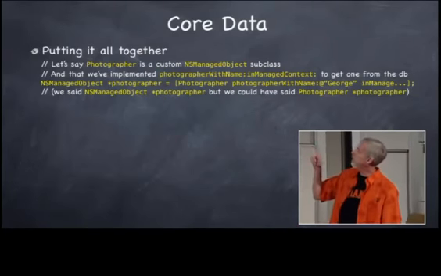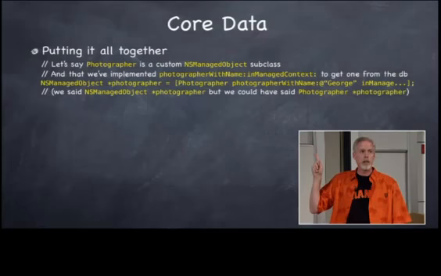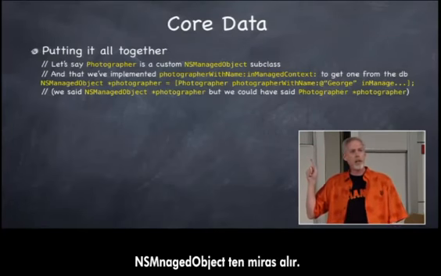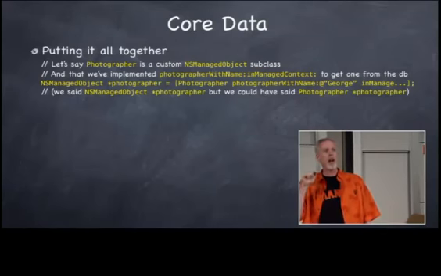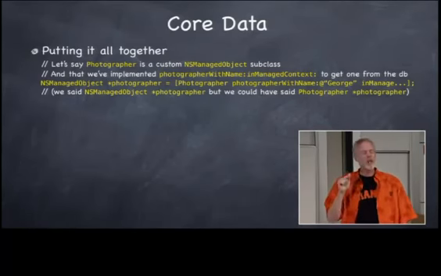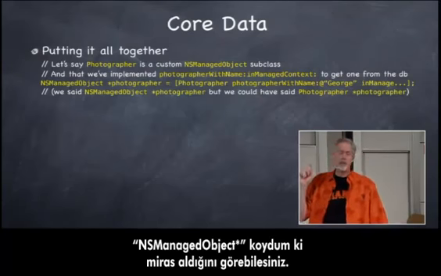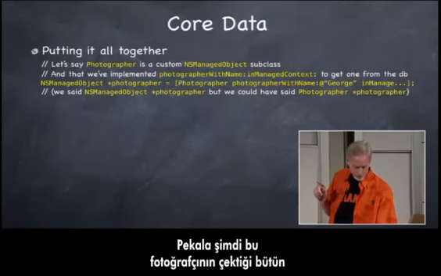Now notice I didn't say Photographer *photographer, right? I said NSManagedObject, and that's okay because Photographer is an NSManagedObject, it inherits from NSManagedObject. I could have also said Photographer *. That would have been fine too. In fact, I probably would have, but I intentionally put this NSManagedObject * because I wanted you to realize that it inherits from it.